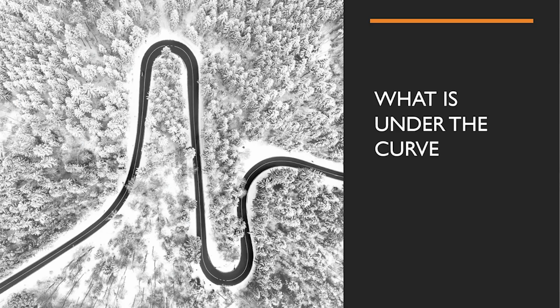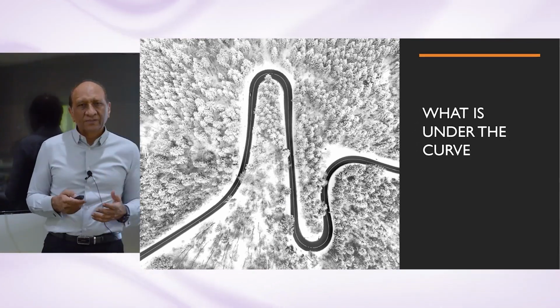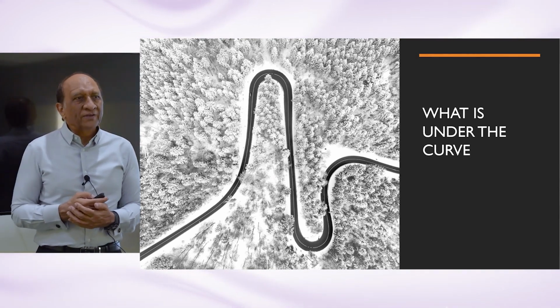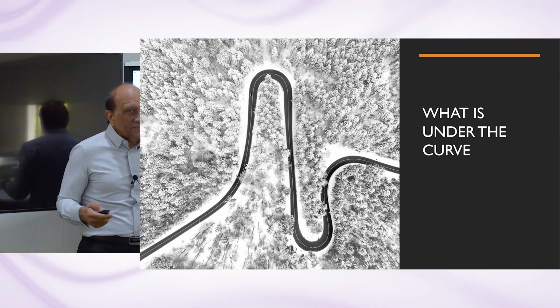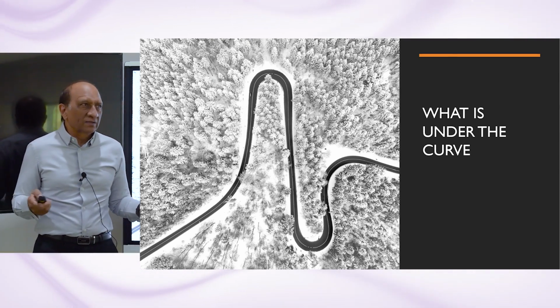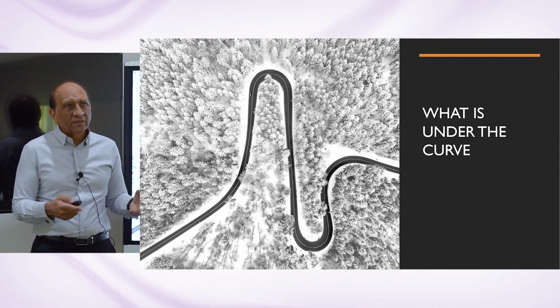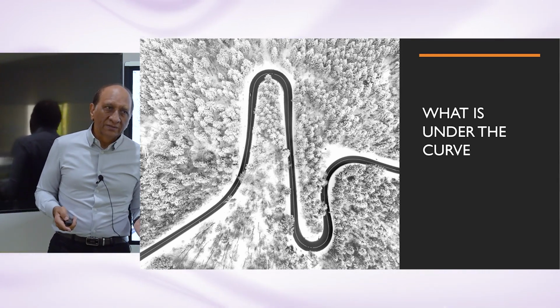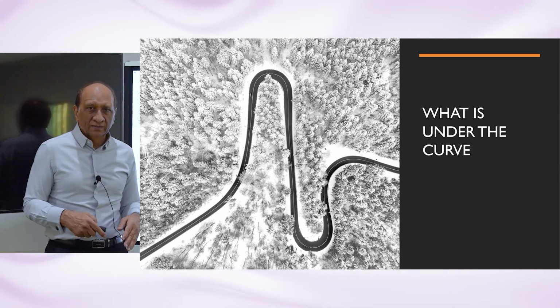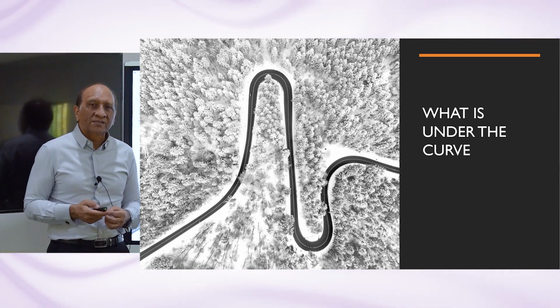So now let's come to the last part of the discussion on what we can get from the moment curvature curve. What is under the curve? We have seen what is directly on the curve, what can be computed from the curve, and what can be computed while the curve is being generated. The last part of the discussion is what is under the curve, which is quite interesting, and I think is not discussed enough.